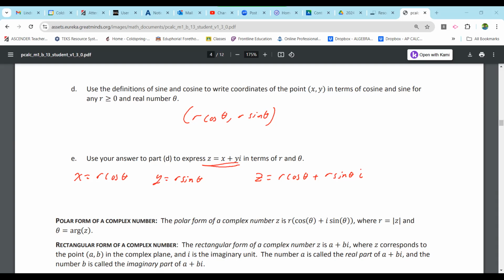Here's my Z, where they just factored out the R. I don't normally write it like that. I like to have my R next to everything so I can see that I'm multiplying. R just represents that Z still is my modulus, so that part hasn't changed.